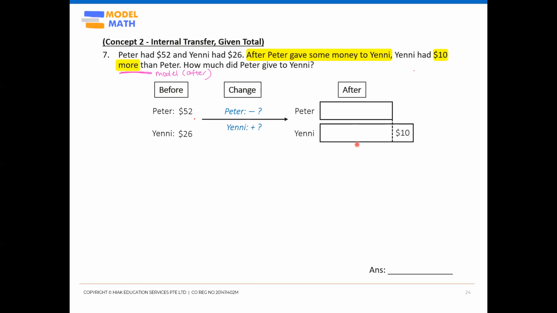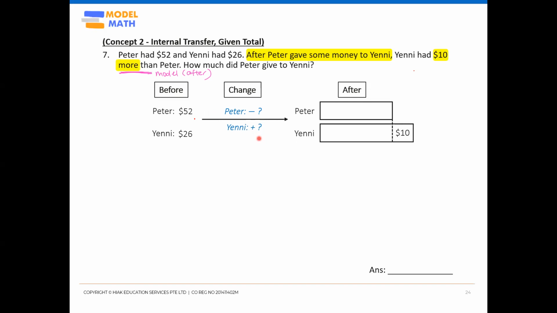All right. So notice while I'm recording my before change after, I don't have to go and show the transfer in the model. Say, Peter here, go and shade off, give to Yenni. You shouldn't be doing such things because the transfer, you already show it in the change. Don't forget you are doing before change after here. You're not doing a purely model method to solve this question. So the reliance is heavier on looking at the before versus the after part.